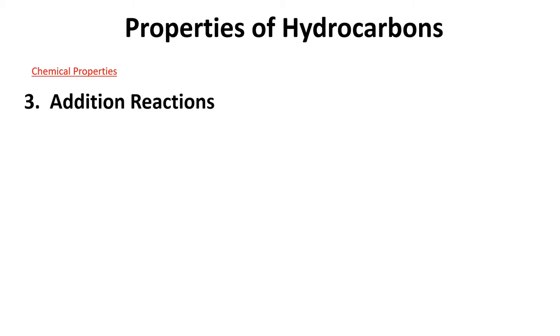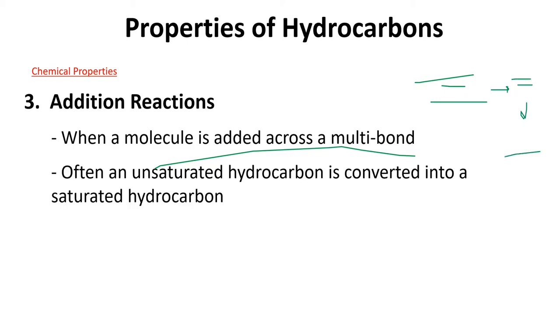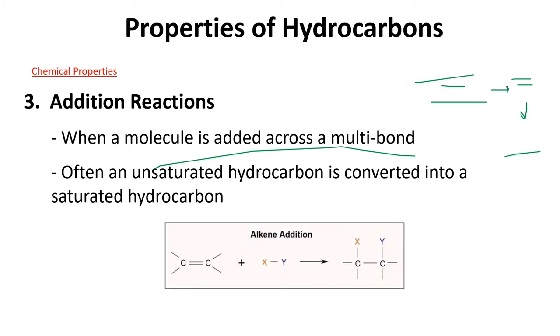The addition reaction, these are going to be for unsaturated, so we're talking double and triple bonds. What we're doing is adding something across that multi-bond, and the multi-bond is getting reduced. Meaning if you've got a triple bond, it's going to get reduced to a double bond, and a double bond will get reduced down to a single bond, kind of one step at a time. So unsaturated gets converted to saturated. Here's a general version, so you can see that our X has gone to that carbon, and the Y has gone to that carbon, and our double bond is broken. It's down to a single bond.